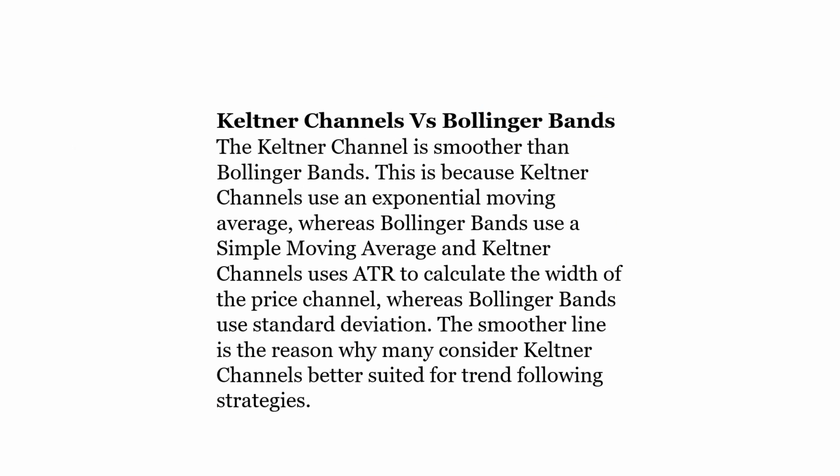What is the difference between Keltner channels and Bollinger Bands? Keltner channels are smoother than Bollinger Bands. This is because Keltner channels use an exponential moving average, whereas Bollinger Bands use a simple moving average, and Keltner channels use the average true range to calculate the width of the price channel, whereas Bollinger Bands use standard deviation. The smoother line is the reason why many consider Keltner channels better suited for trend following strategies.